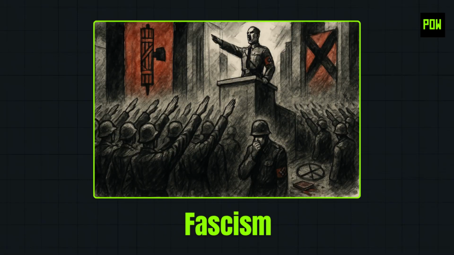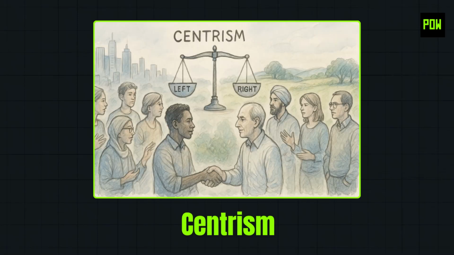14. Fascism. Fascism is ultranationalistic and authoritarian. It rejects democracy and often promotes racism or violence. Hitler's Nazi Germany is the most infamous example. 15. Centrism. Centrists believe in a balanced approach, not too left, not too right. They support compromise and moderate policies.